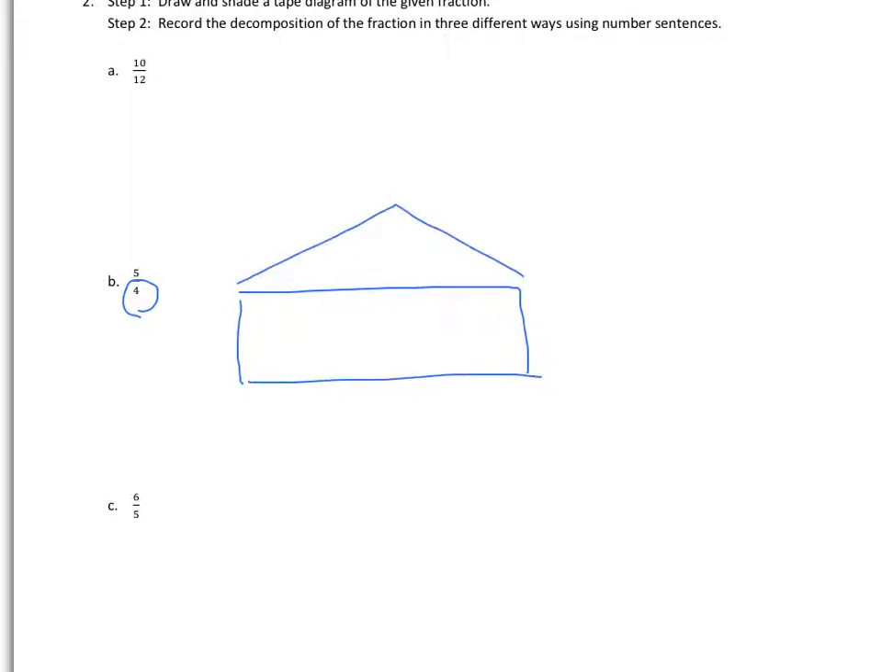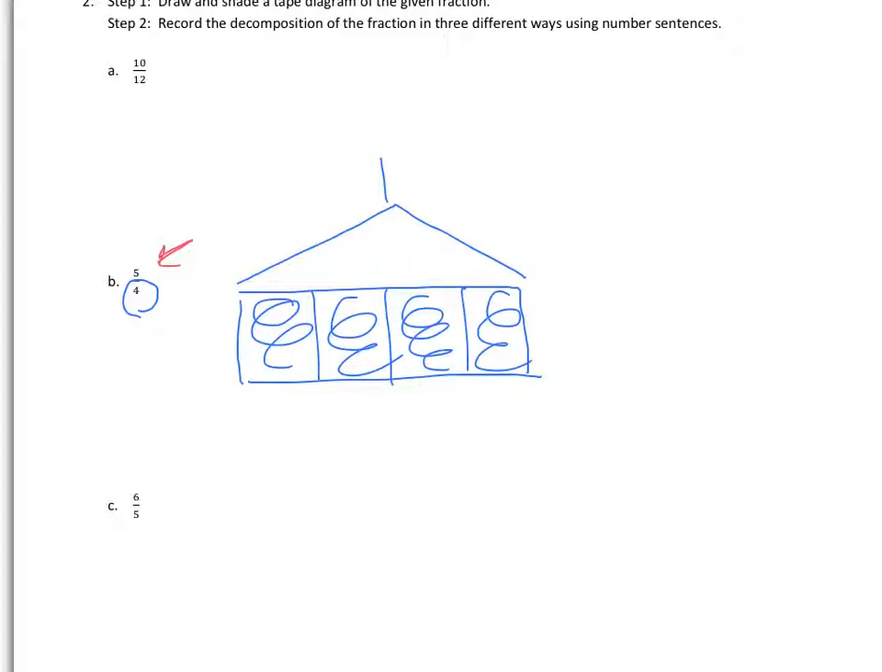Once they get down to B and C, you can see these are improper fractions. So it's going to be really important that they start by looking at the denominator. That's going to tell them how many parts to break the tape diagram into. So in this case, our tape diagram, or one whole, is equal to 4. So I'm going to break this into 4. But the numerator tells me I need to shade 5. Well, I'm going to shade 1, 2, 3, 4. I need to add an additional fourth over here, and also shade it in as my 5th fourth.